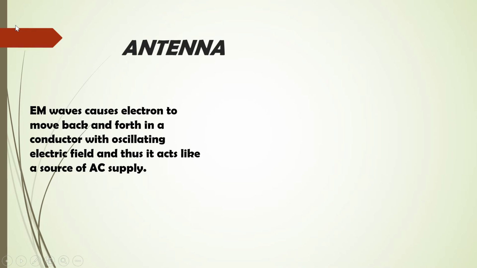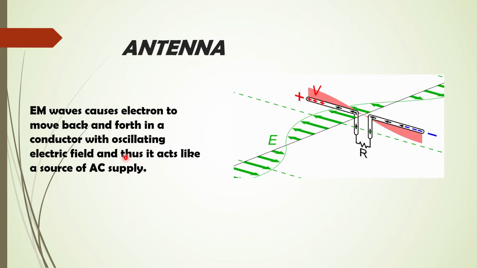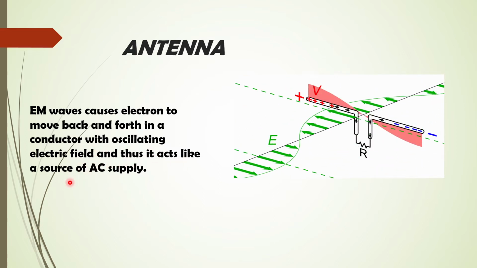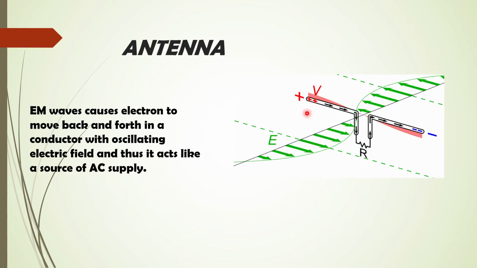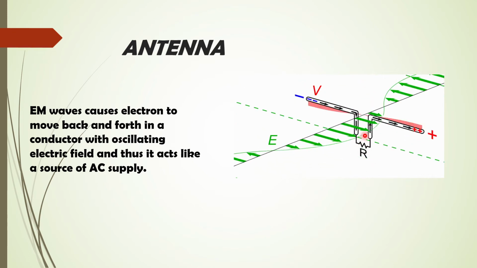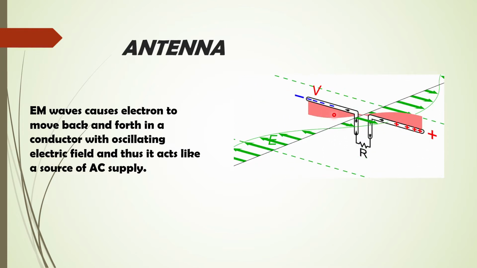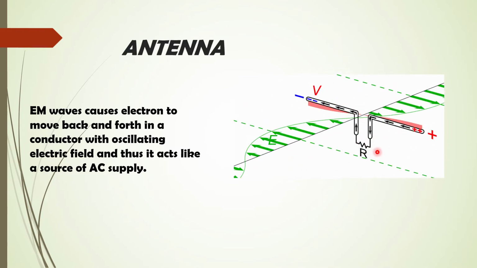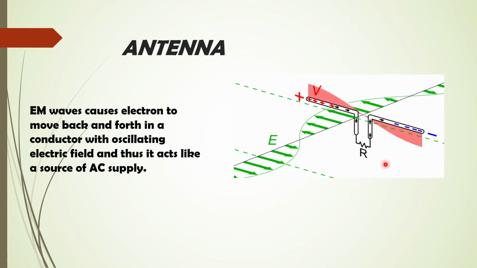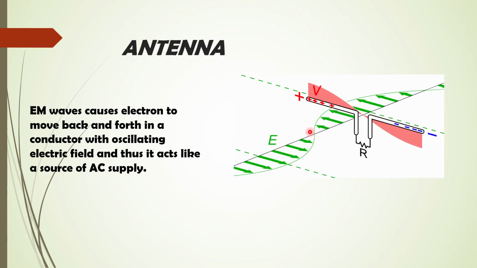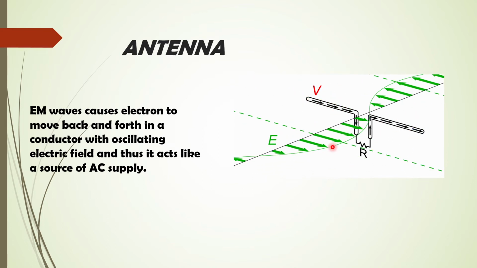So what is an antenna? The EM waves cause electrons to move back and forth in a conductor with the oscillating electric field, and thus it acts like a source of AC supply. Here is a simple representation. Due to the electric field, there is a current in this conductor. Due to the changing direction of the electric field, the current through this resistor keeps changing its direction, and thus we can consider it as a source of AC supply having the same frequency as that of this electric field.